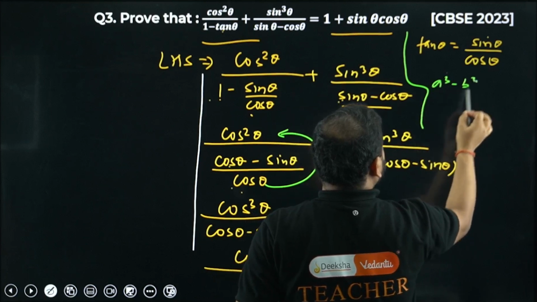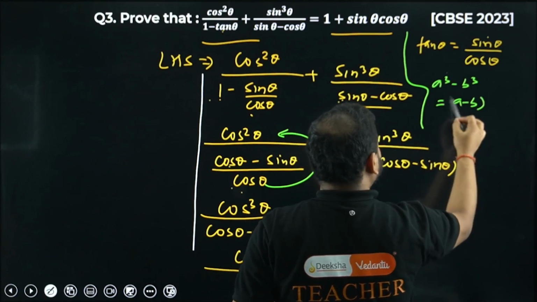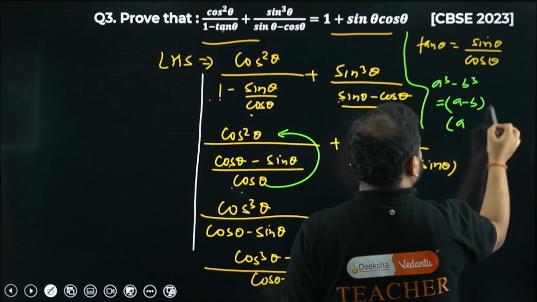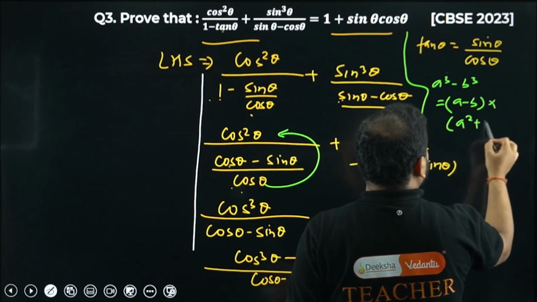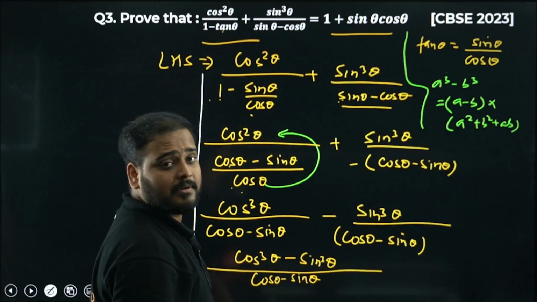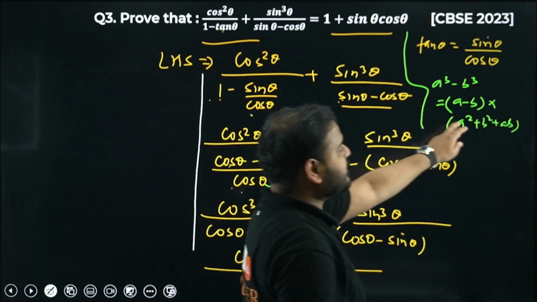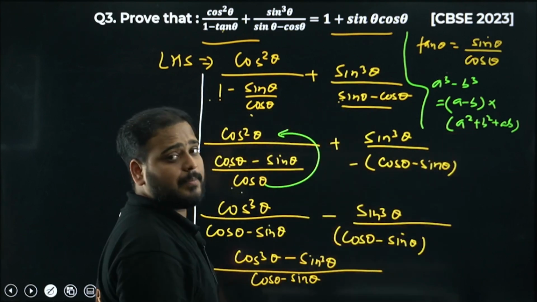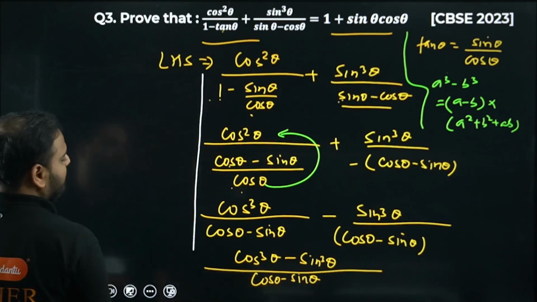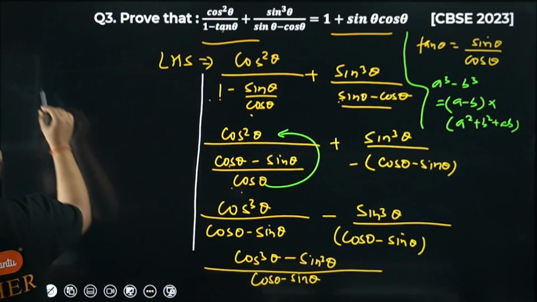A cube minus B cube is given by A minus B times of A square plus B square plus AB, right? Remember this. A cube minus B cube formula: A minus B times of A square plus B square plus AB. Okay, algebraic identities, A cube minus B cube. Check here, A cube minus B cube.